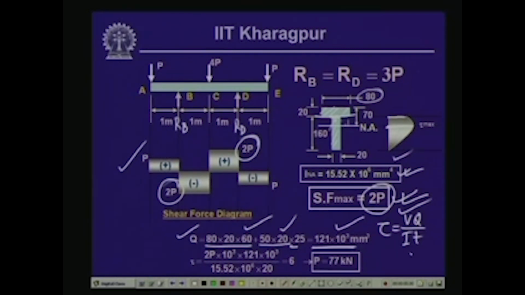So, if we substitute this value, and t is equal to 20, if we substitute these values, we get the value of P as 77 kilonewton. So, the maximum value of P which can be applied on this beam is 77 kilonewton, so that the shearing stress does not exceed a value of 6 megapascal as stipulated over here.